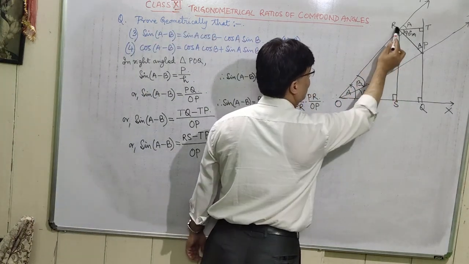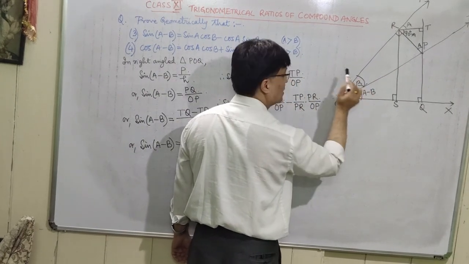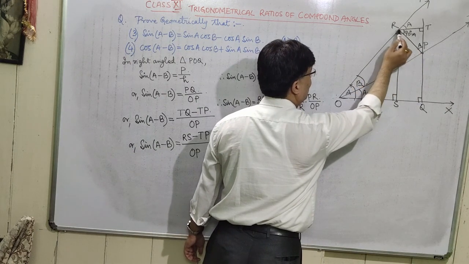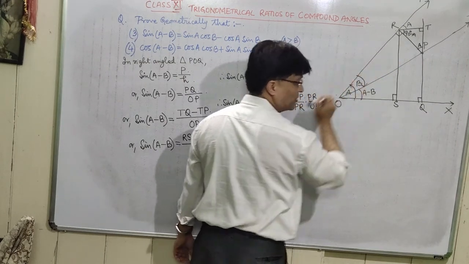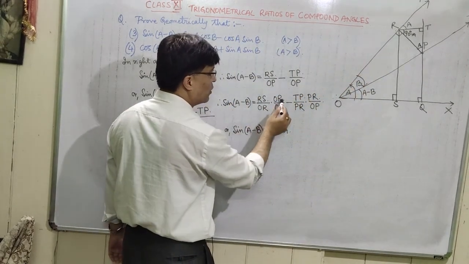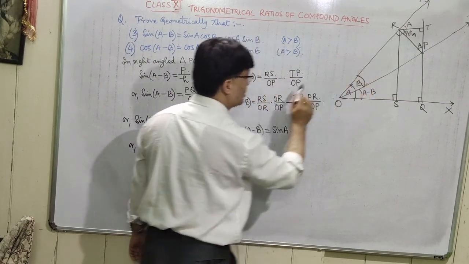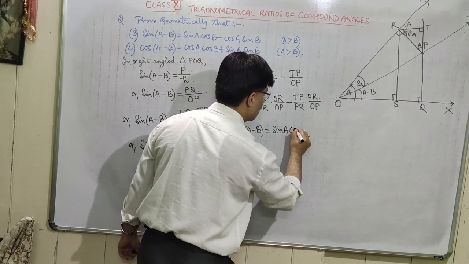POR is a right angle triangle. So in this case, angle B is considered. The side opposite to the angle B will be the perpendicular. This PR will be the perpendicular, OP is the hypotenuse and OR is the base. So what is OR upon OP? This OR upon OP is base upon hypotenuse, which is cos B. Here the angle is B, so it is cos B.